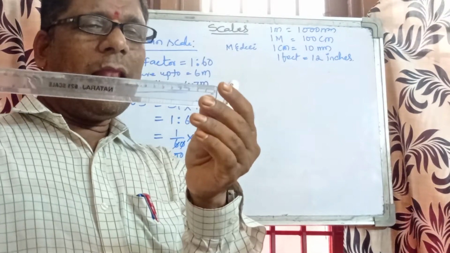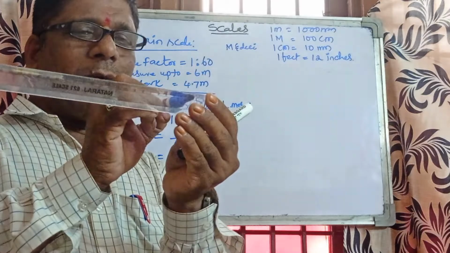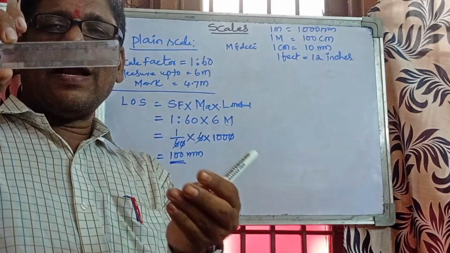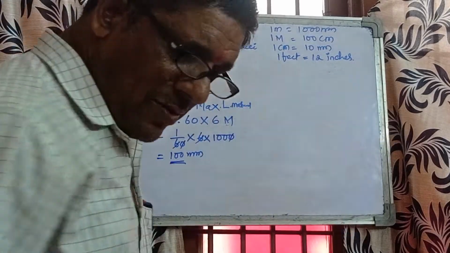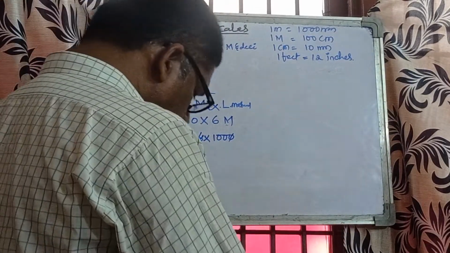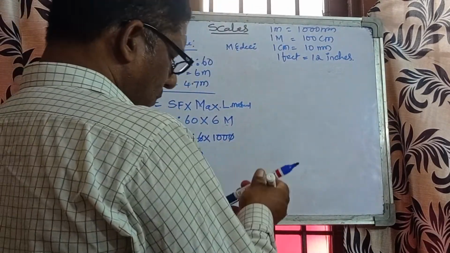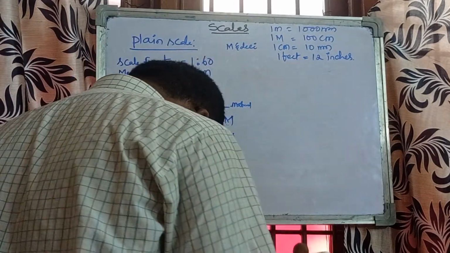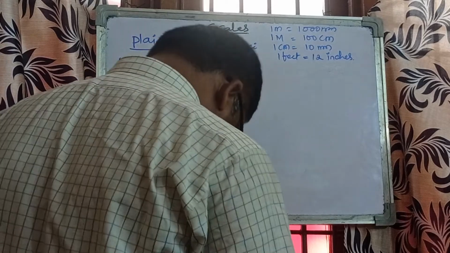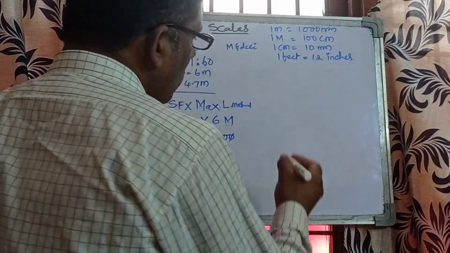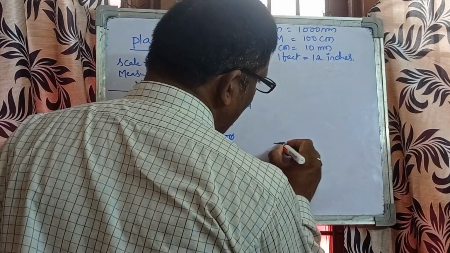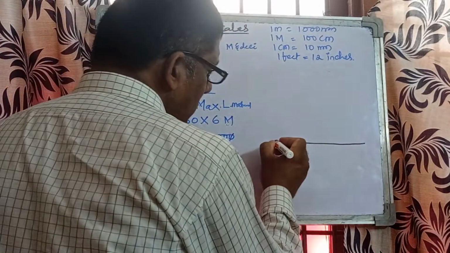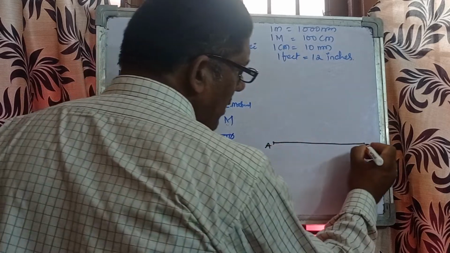Directly you can take the scale, and from 0 mark 10 mm, 20 mm, 30, 40, 50, 60, 70, like that you can go up to 100 mm. Okay, 100 mm length of the scale you can take here. So I will draw here a line of 100 mm length. Okay, so this is A and this is B.